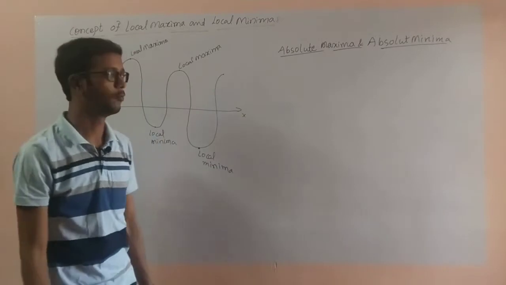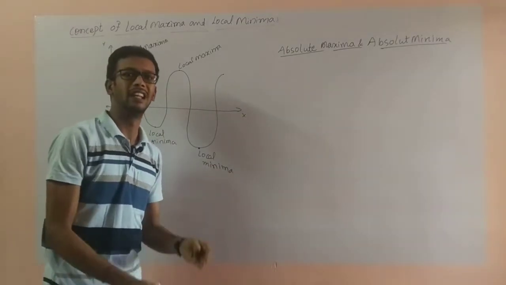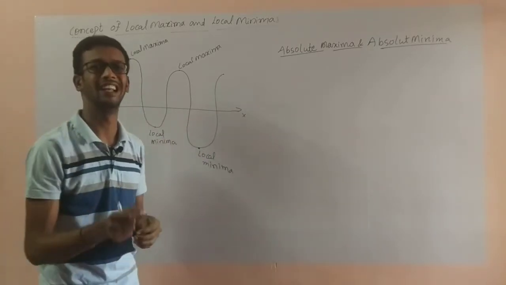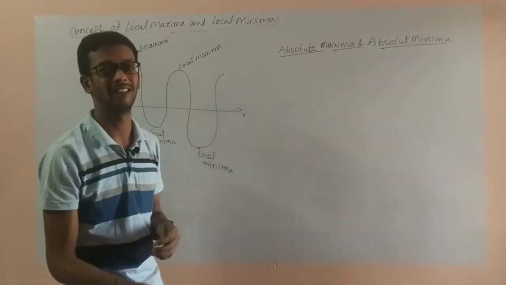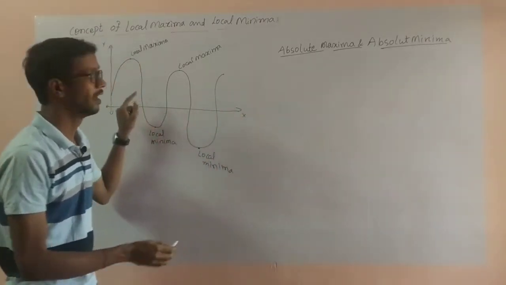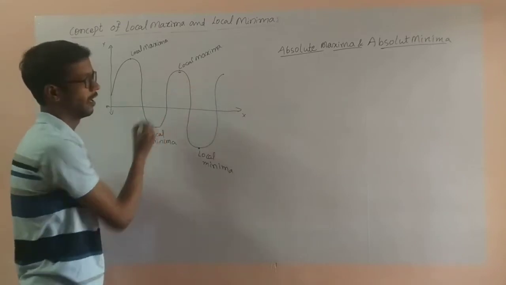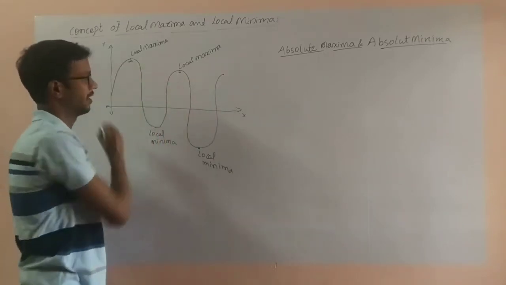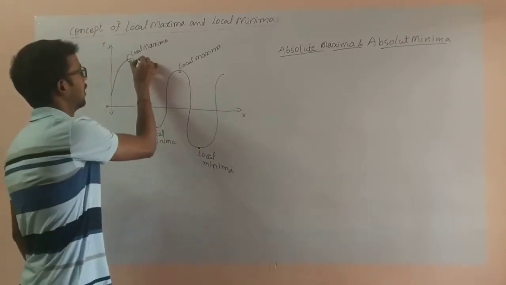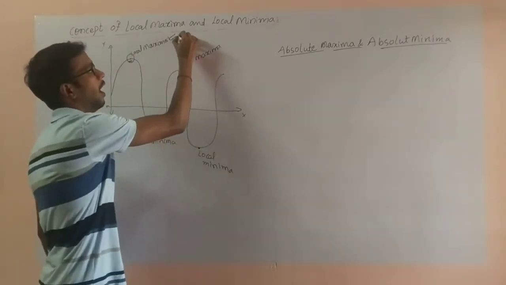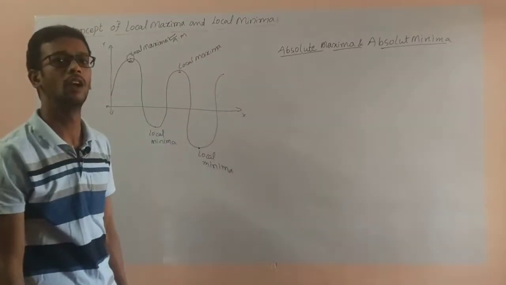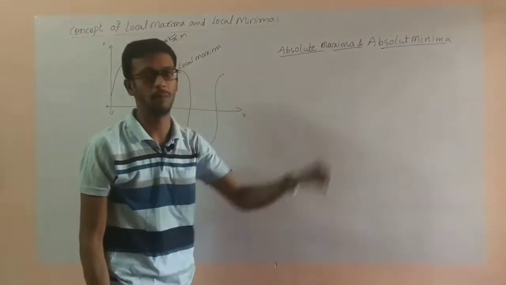Absolute maxima and absolute minima. The greatest value of the local maxima is called the absolute maximum. This is a local maxima, this is also a local maxima. Of these two, which is the greatest value? This is the greatest value. So this is called absolute maxima.